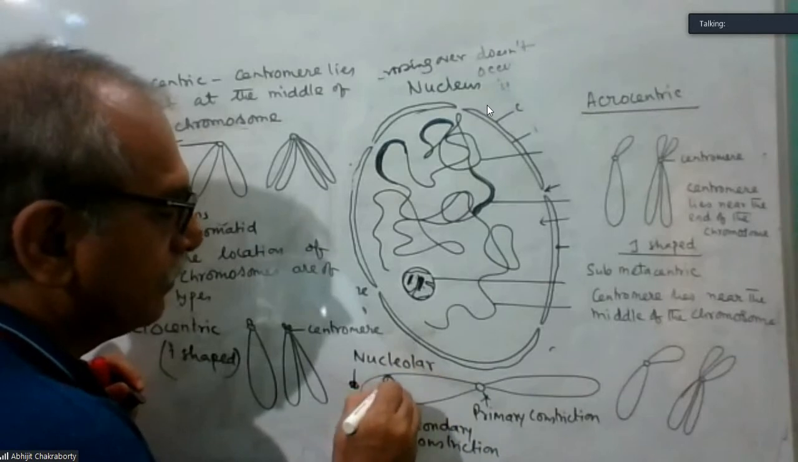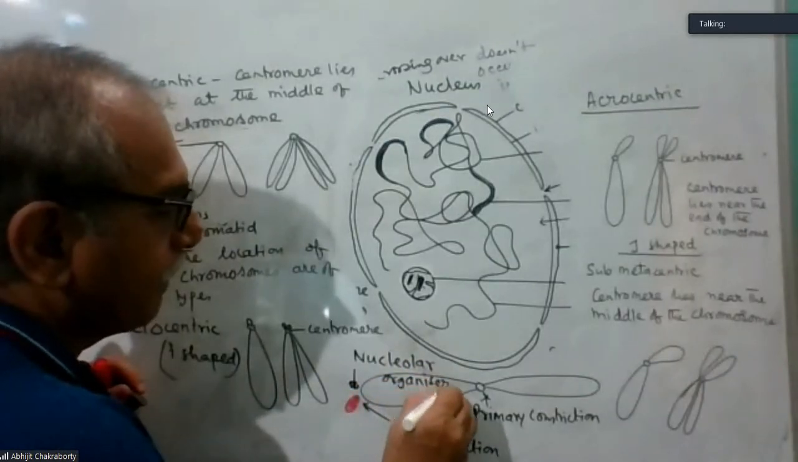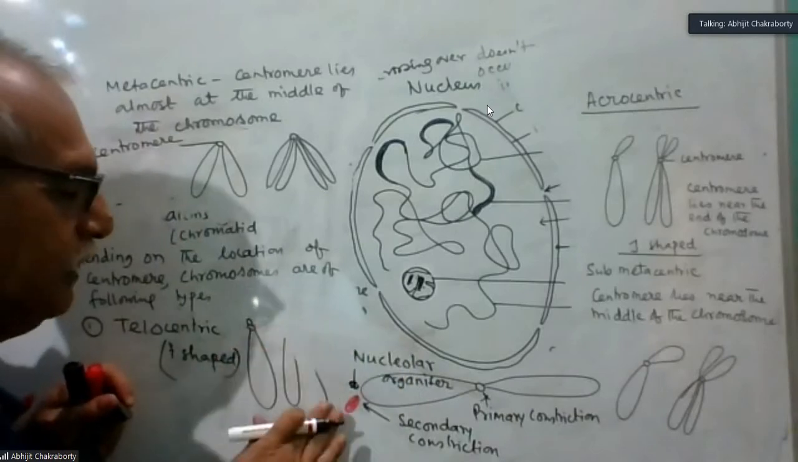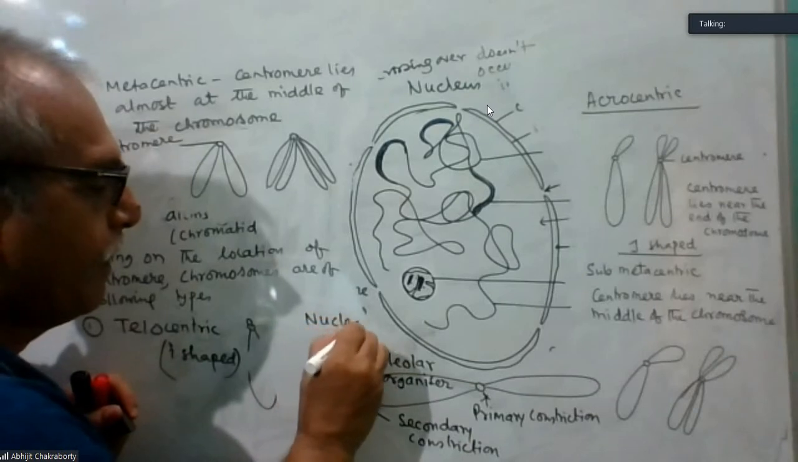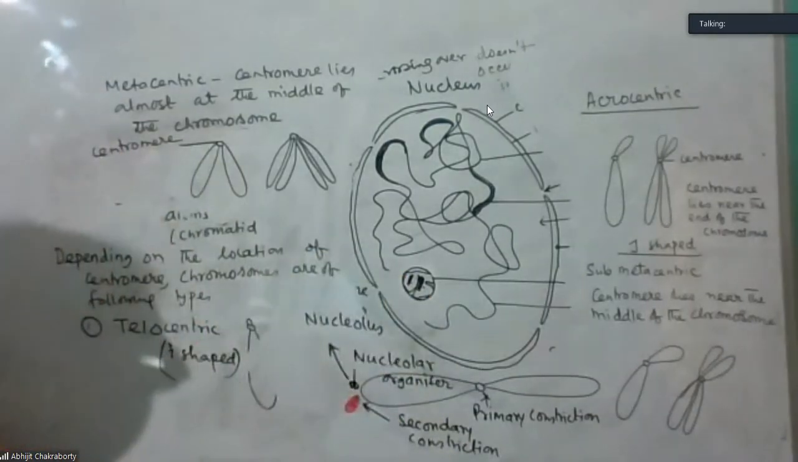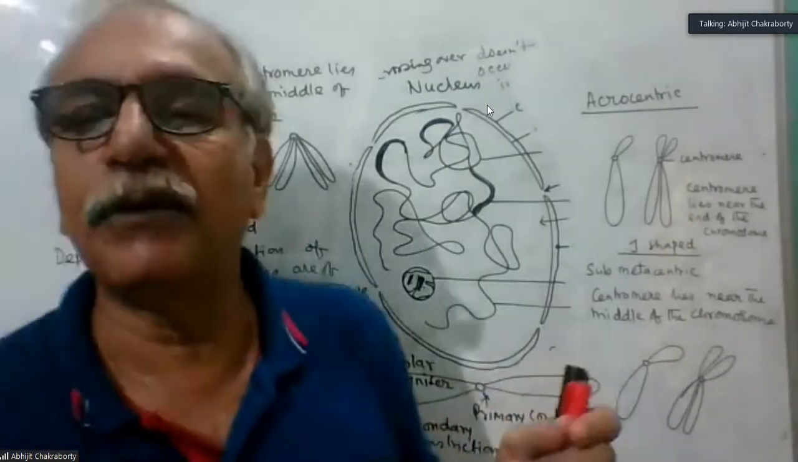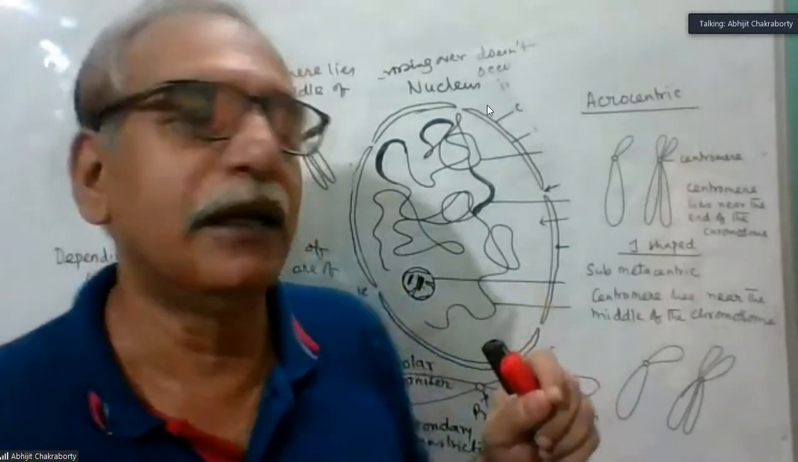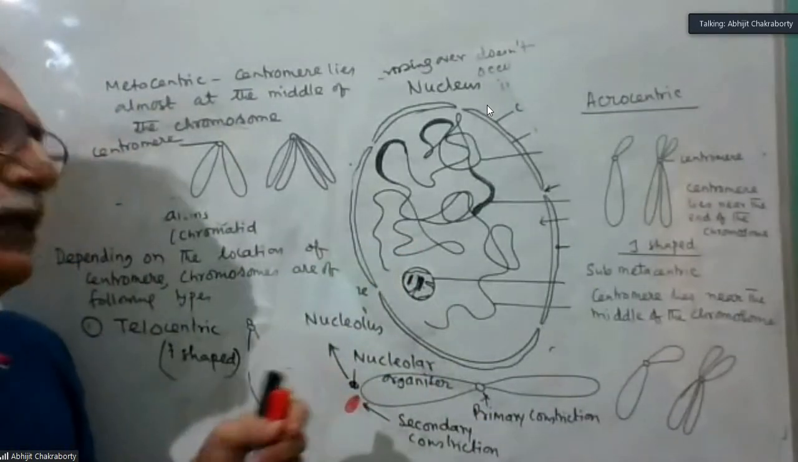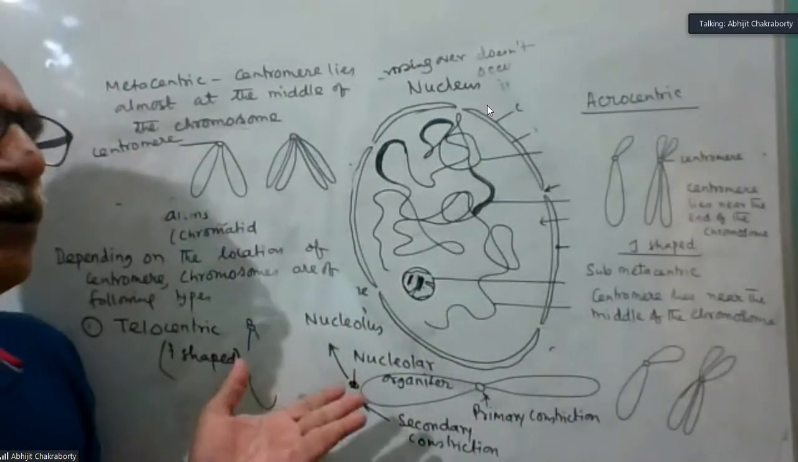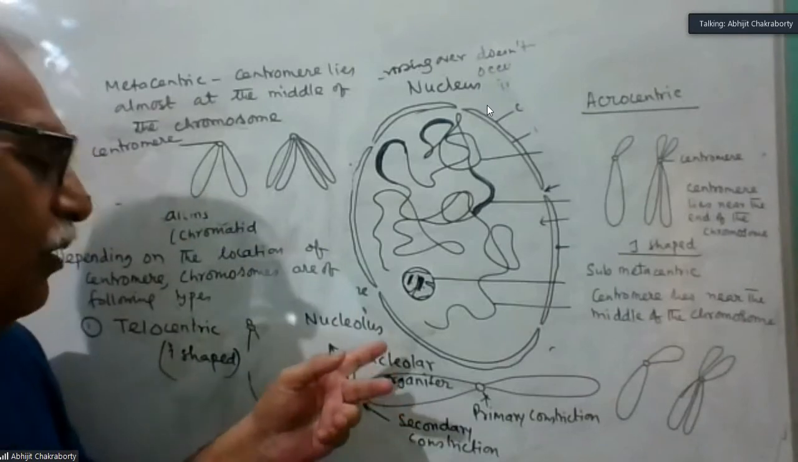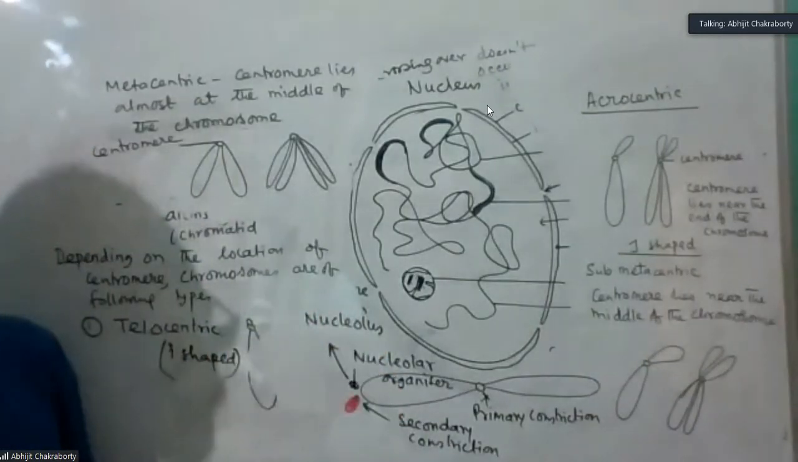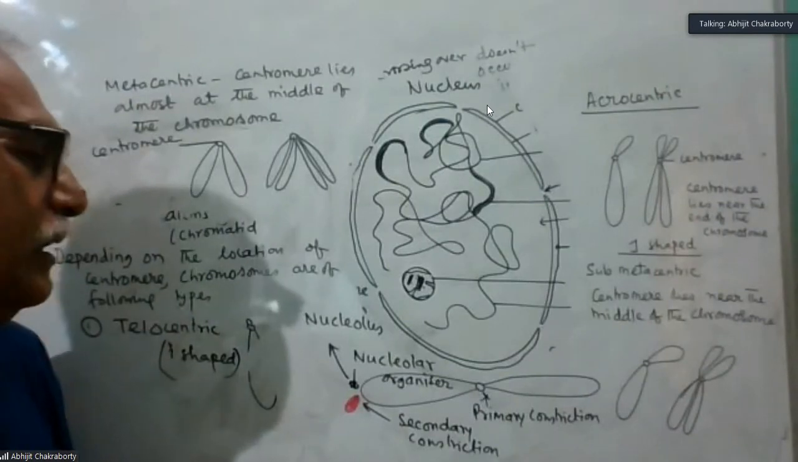Nucleolar organizer. This is the region which gives rise to the nucleolus. Generally, one nucleolus is present inside one nucleus. So all chromosomes should not have this secondary constriction. Only one or two chromosomes will get the secondary constriction when a nucleolar organizer is developed. During telophase, from this nucleolar organizer, the nucleolus is formed.